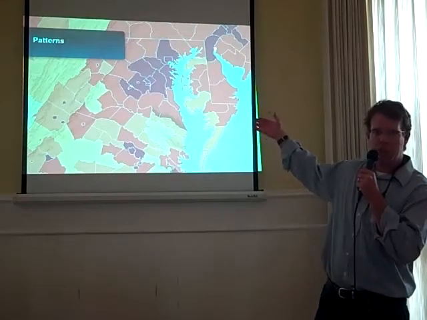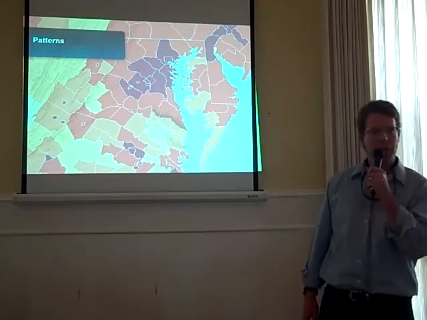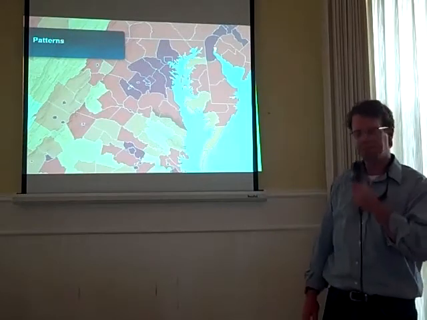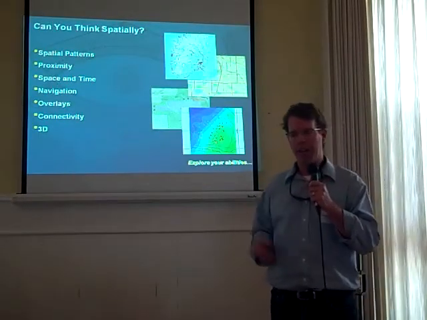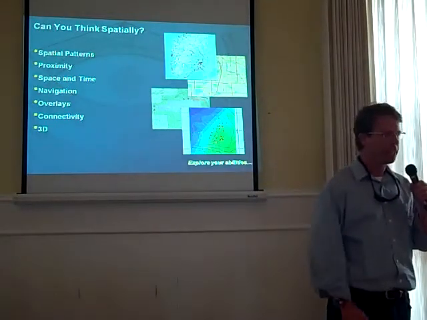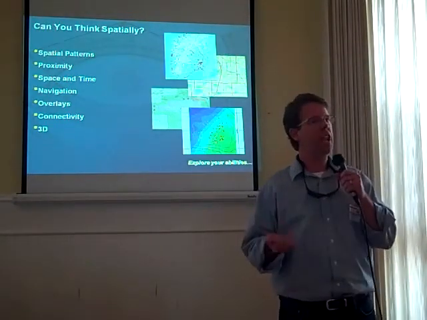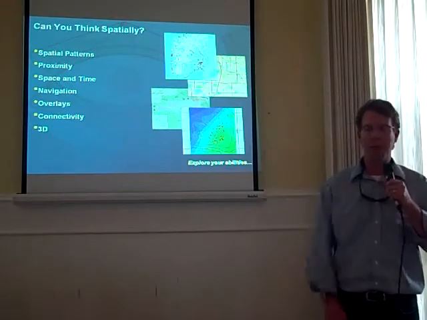Does anybody see any patterns in this map? A couple of them, maybe some of you see some, maybe some of you don't. The types of patterns I'm talking about really are like proximity, scale, connectivity, navigation, that kind of thing. So let's now move to an early example of geographic spatial thought.